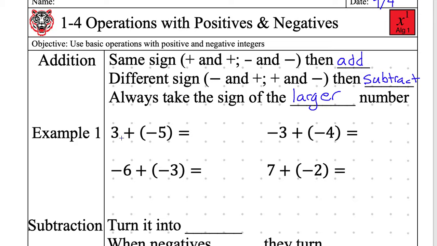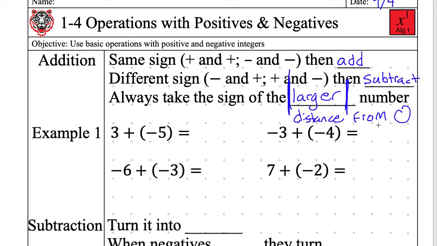That's a good point, because you can think of negatives as smaller than positives. When I was using the word larger, I was thinking distance from 0, or the absolute value larger. So you can put absolute value on the side if you want to add that to your notes, or you can say distance from 0, if that is confusing. Negative 5 is farther away from 0 than 3 is. So I'm going to take the sign of negative 5.